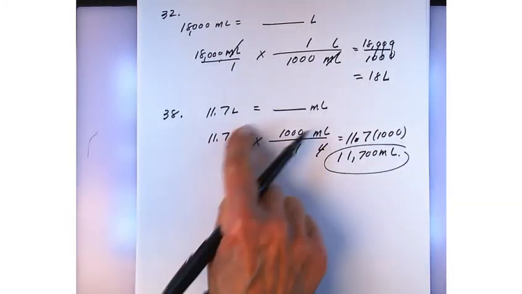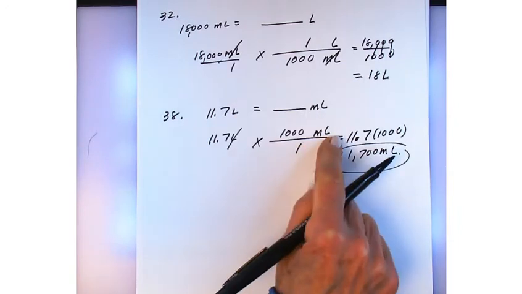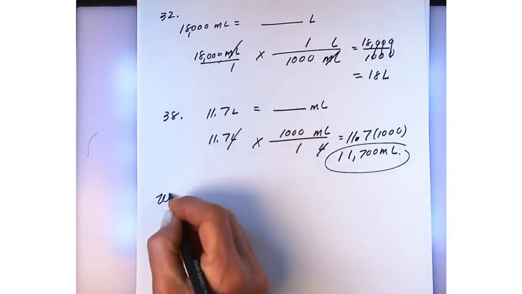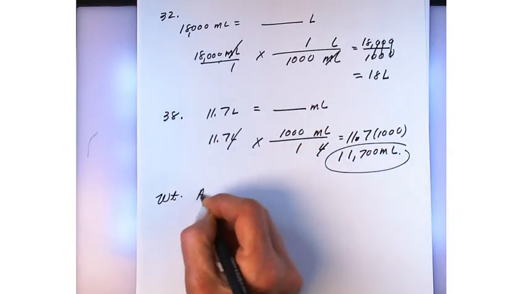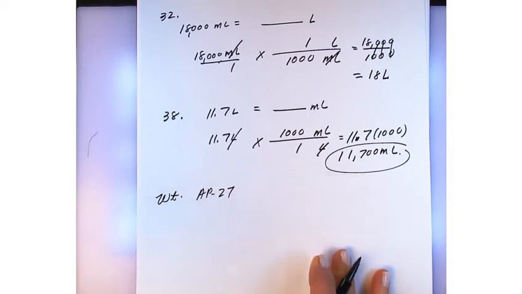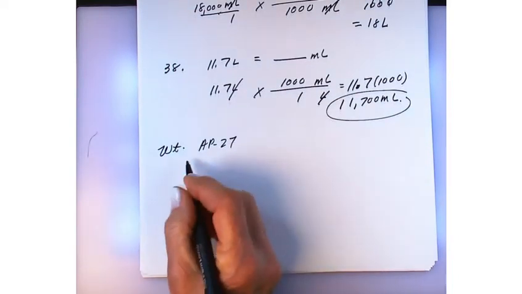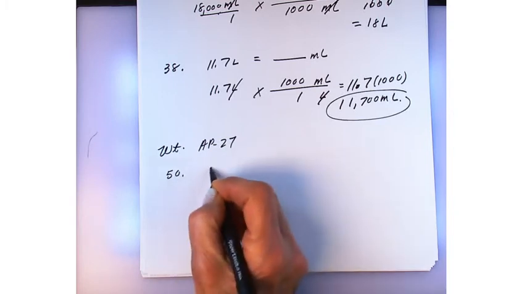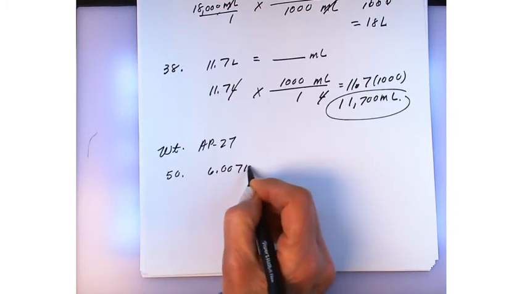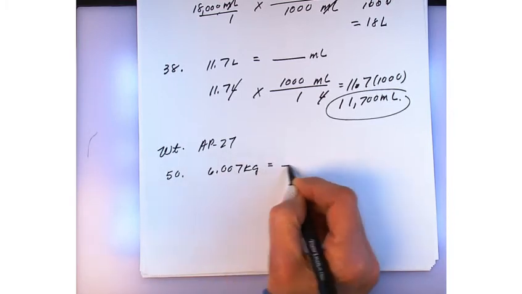So those were capacity. Let's look at weight measure here on page AP 27, and we're looking at number 50, and we have 6.007 kilograms equals how many grams?